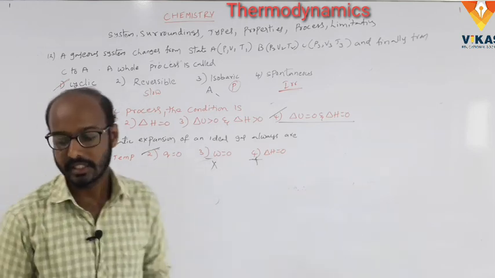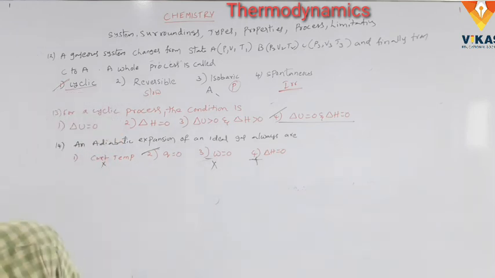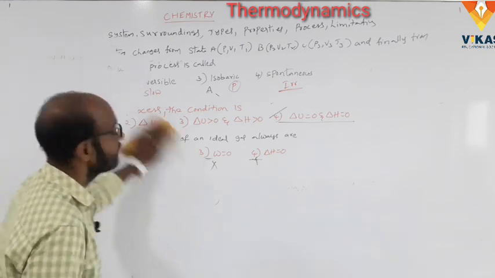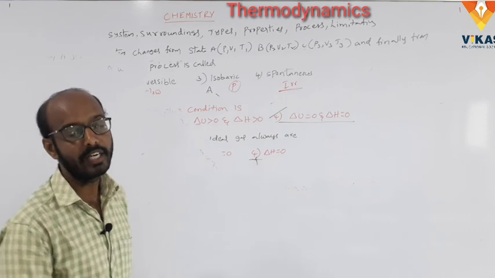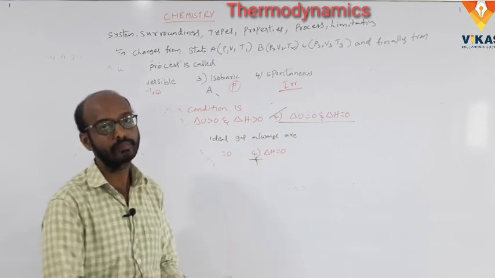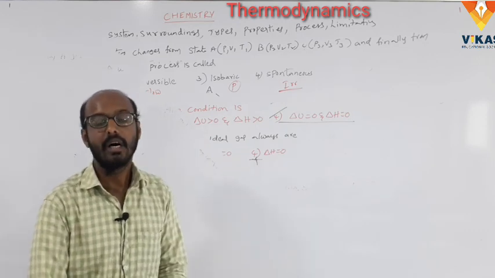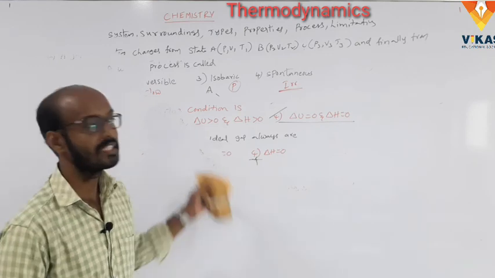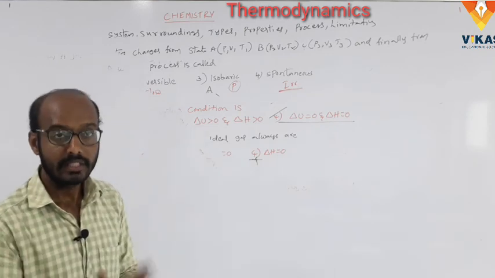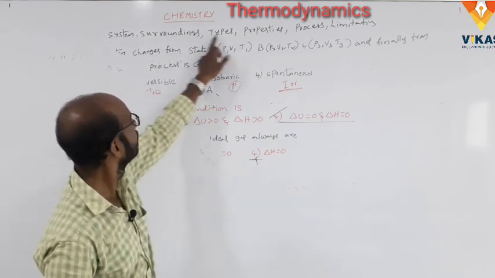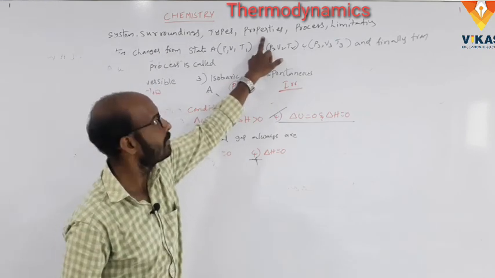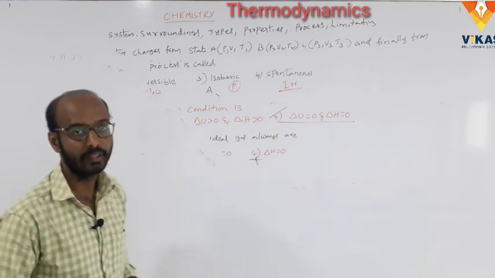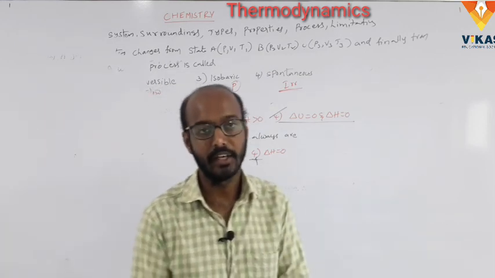Today's class is on reversible and irreversible processes. Next, limitations of thermodynamics, and then some objective bits on systems, types of systems, properties of thermodynamics, processes of thermodynamics, and limitations of thermodynamics. Okay, thank you. Tomorrow I will continue. Thank you, students.